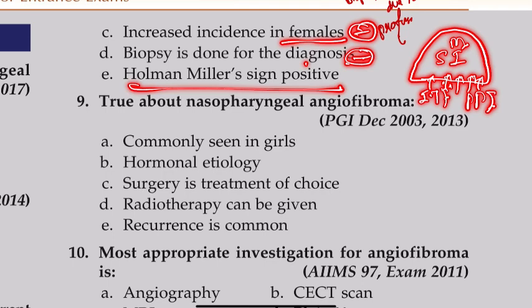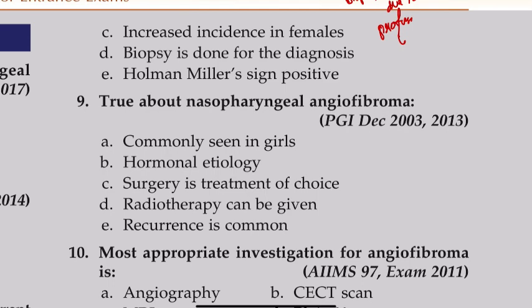As they push the posterior wall of the maxillary sinus, there will be the peculiar finding, that is anterior bowing of the posterior wall of the maxillary sinus. And that is what Holman-Miller sign is. This is a peculiar CT scan finding, pathognomonic of angiofibroma. So it is also positive. So options A and E are the right answer.